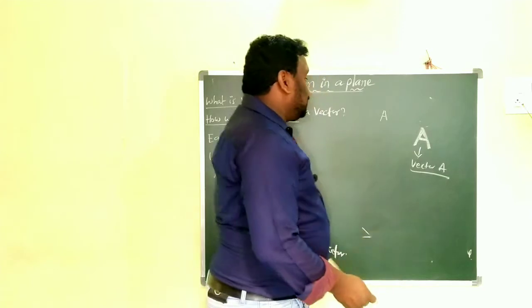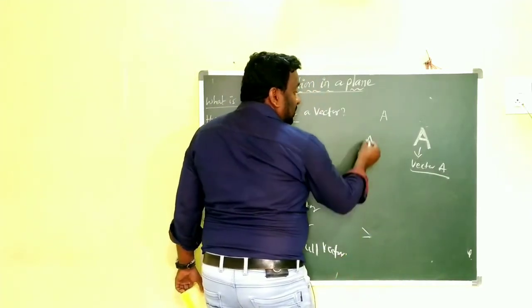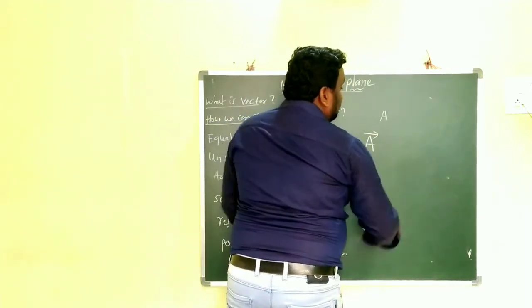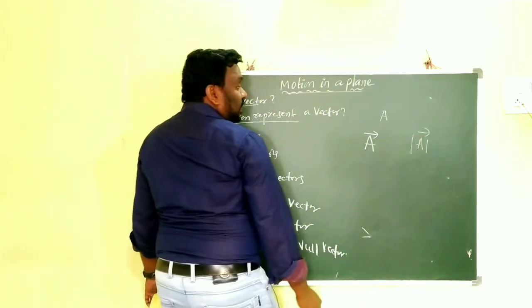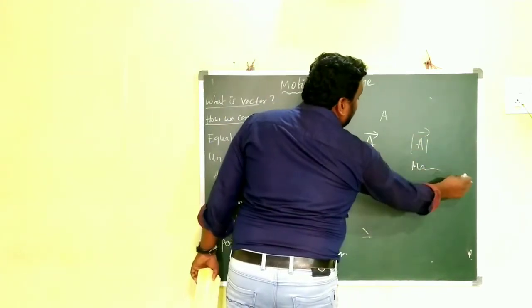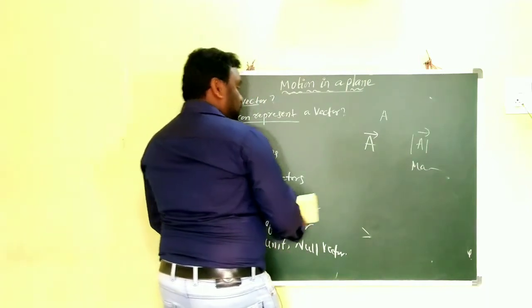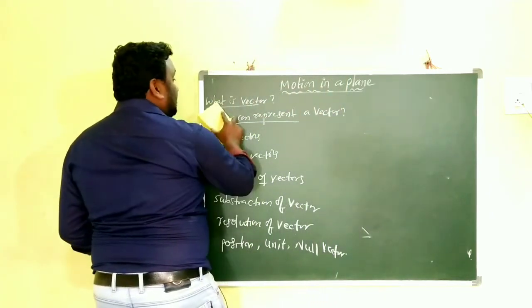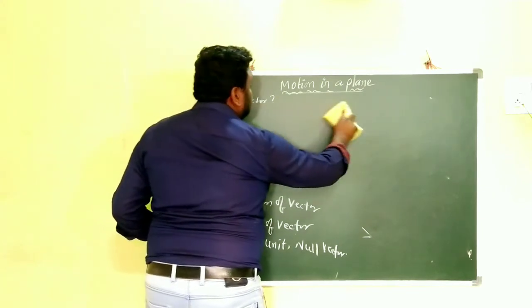And children, so now here we are writing, A is now the vector. And children, if we write like this, mod of A, it is nothing but the magnitude of the vector. So later we will discuss. So children, this is simply about a vector and how we can represent the vector.